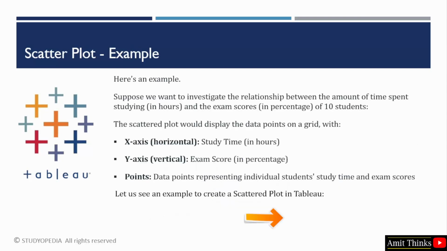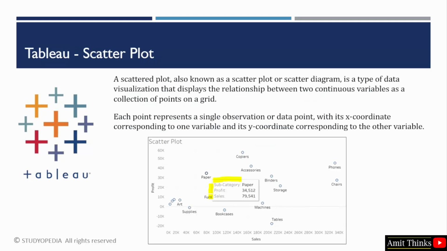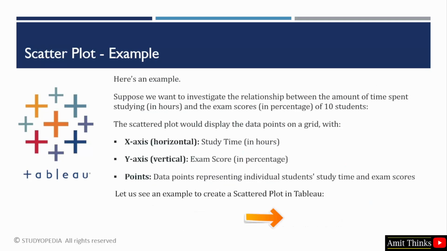Let us also see another example. Let's say you want to get the relationship between the time spent studying and the result, that is, exam scores in percentage. So our x-axis will have study time, the y-axis the exam score, and the data points will represent individual students' study time and exam scores, like we have plotted in this image also. Now let us see another example and create a scatter plot in Tableau.